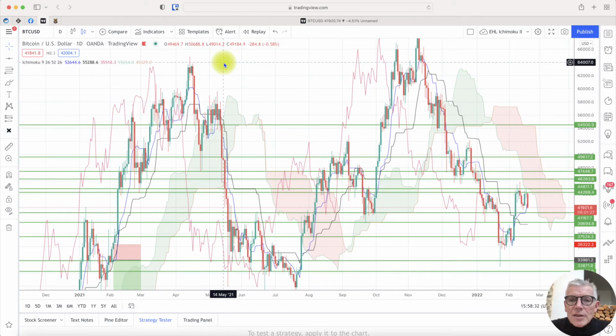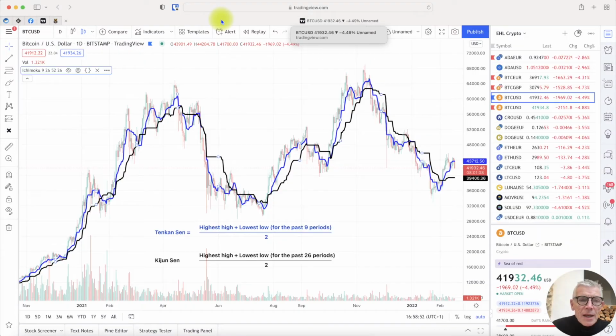This is our standard price chart for Bitcoin US dollar. The indicator Ichimoku is on full display. I'm going to take out two elements of Ichimoku to make it a little bit clearer. And what we are seeing here is price, and I've dimmed the colors of price a little bit down so that we can see the blue line and the black line a little bit clearer.